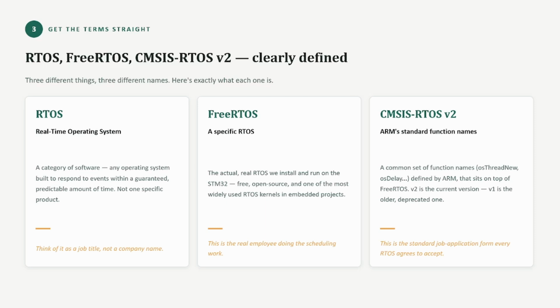It's ARM's standard function names, a common set of function names, right? osThreadNew, osDelay, defined by ARM. Again, this is a software package basically used to use RTOS. Some functions are there, osThreadNew, osDelay, and that sits on top of FreeRTOS. Version 2 is the current version. Version 1 is already there, but it is now older and deprecated. So we are going to use version 2.